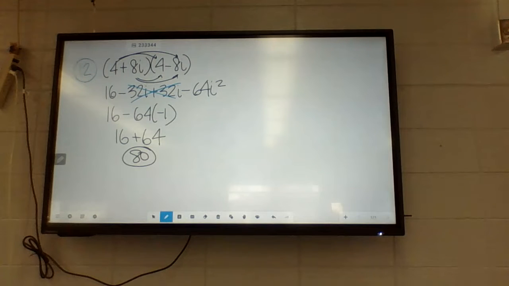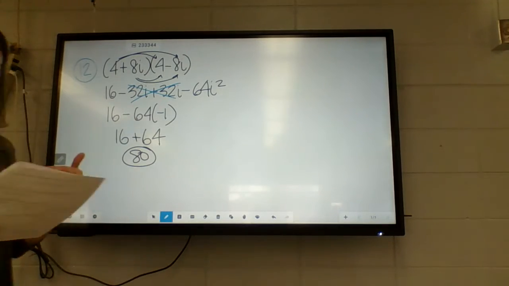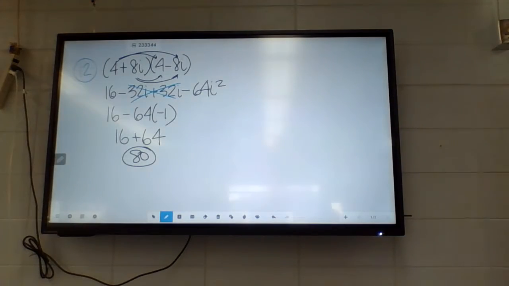So 17, 18, and 19 are all really similar. Why don't we do 17 and 19, and then if you need 18 still, we can talk about it. But let's start with 17 and 19.